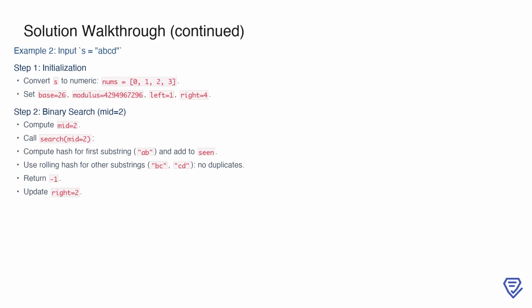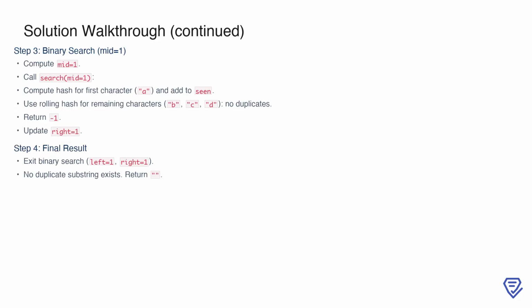Based on this result, we adjust the binary search bounds by setting right to 2. In the second iteration of binary search, we calculate the new midpoint as 1. The search function is called with mid equals 1, where it computes the hash for the first character and adds it to a set. Using the rolling hash, we compute hashes for the remaining characters B, C, and D, but no duplicates are found. As a result, the search function returns -1 once again.